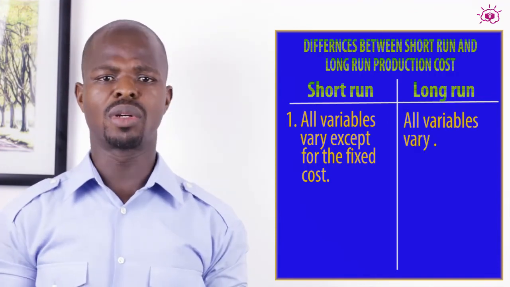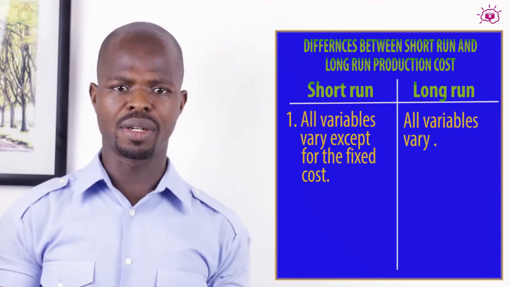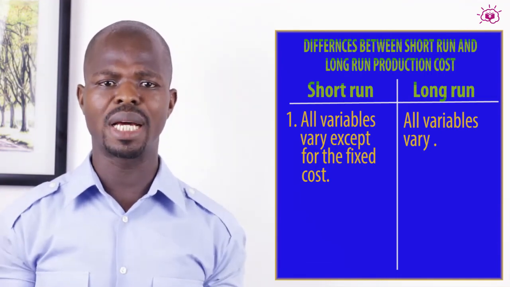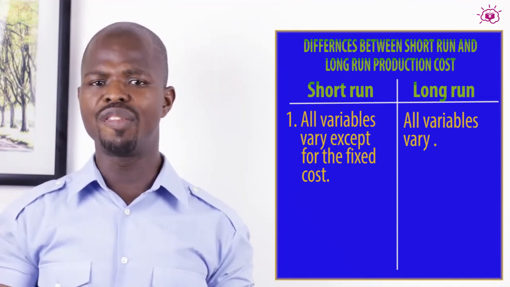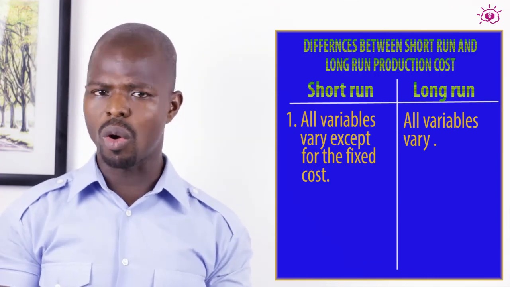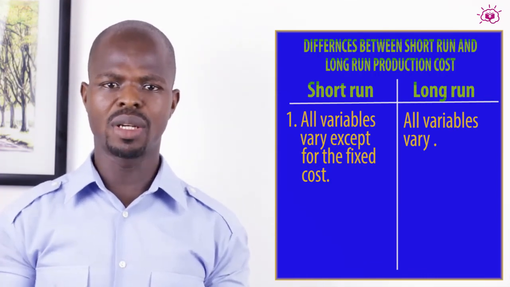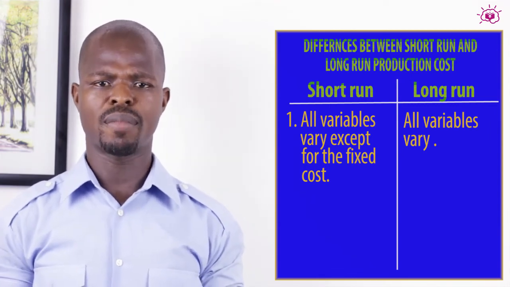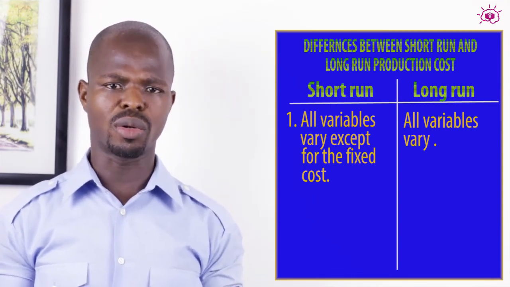But in the long run, all variables vary. That is, the long run cost is a production planning period in which all variables vary. All hands are on deck, all factors are contributing to the production process in the long run. That's it on the difference between the short and long run cost.